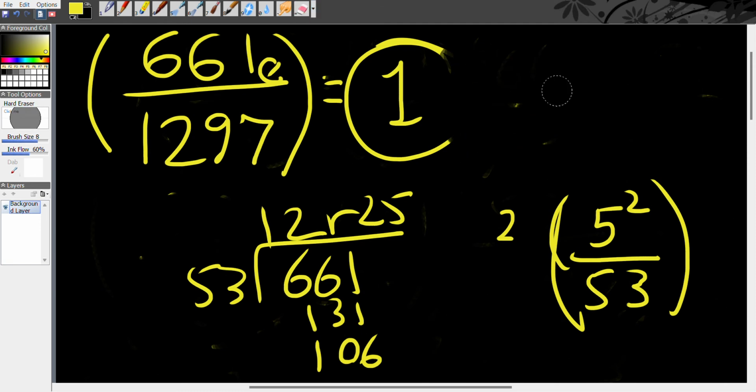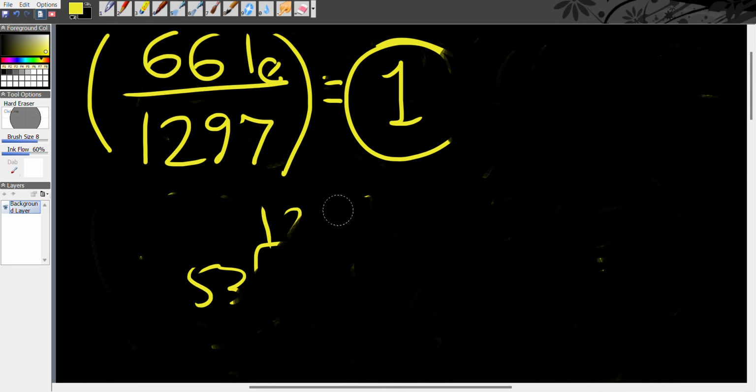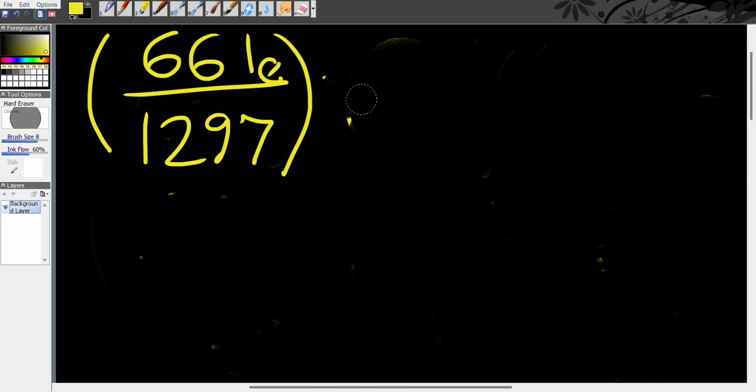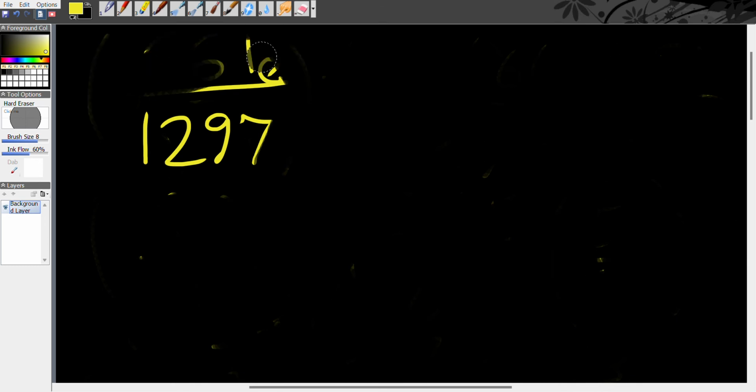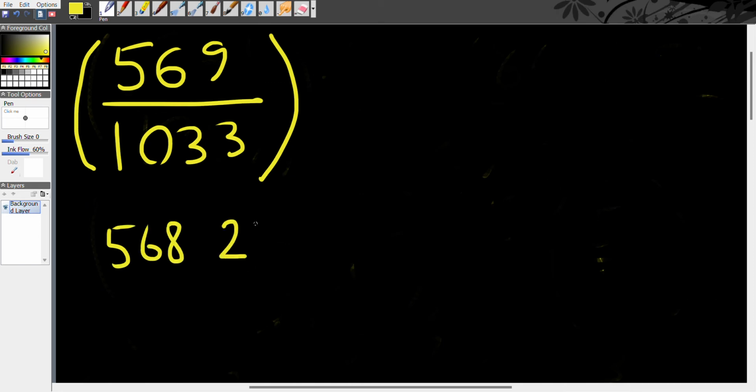All right, so then let's move on to the next one. Okay, let's move on to the next one. The next Legendre symbol, got it written down here, is (569/1033). And this is a complex one, I believe. So 568 is even.